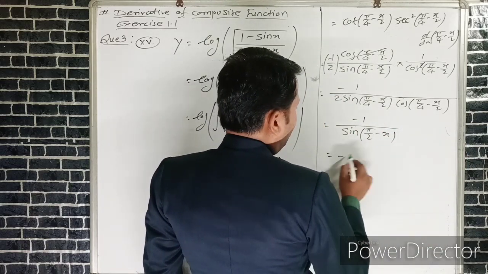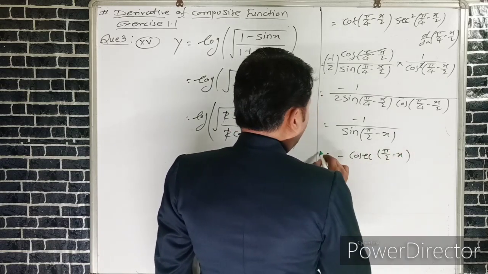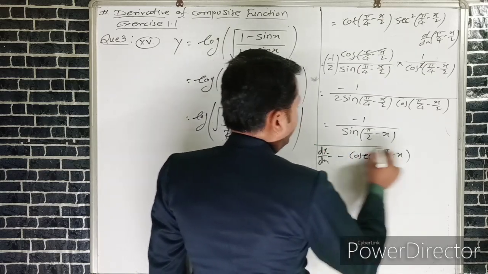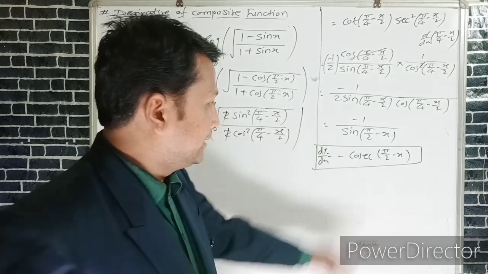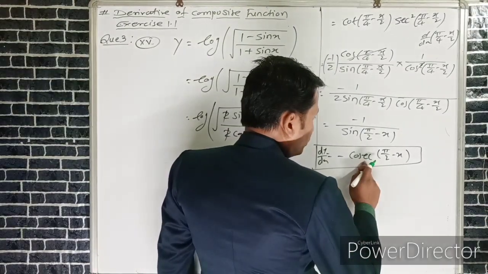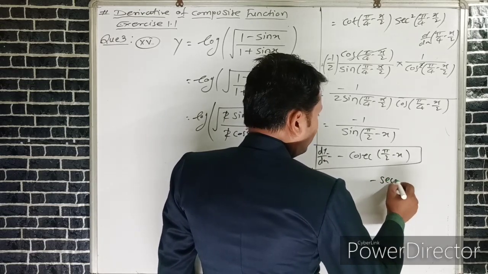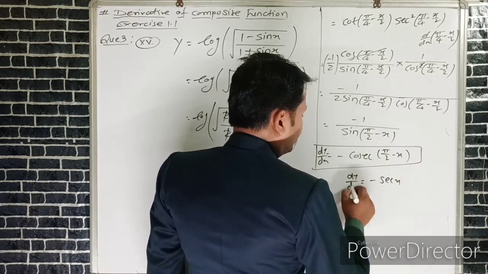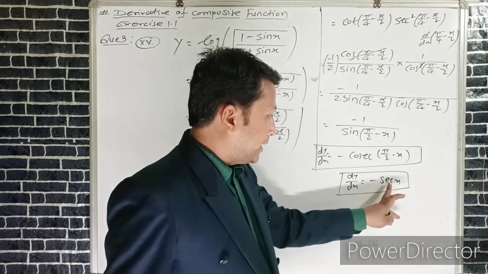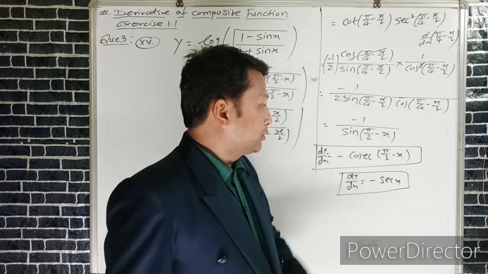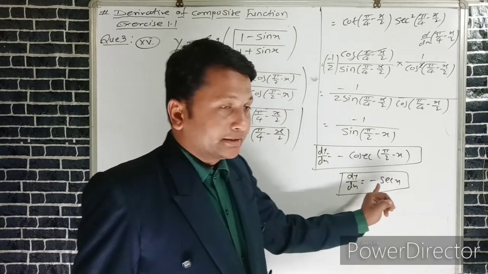Hence we can write minus cosec of pi by 2 minus x, which is the required derivative of y, dy upon dx. We can write this also: cosec of pi by 2 minus x is sec x. Hence again we can write the derivative of y, dy by dx, is minus sec x, because by using the quadrant rule cosec of pi by 2 minus x is sec x.